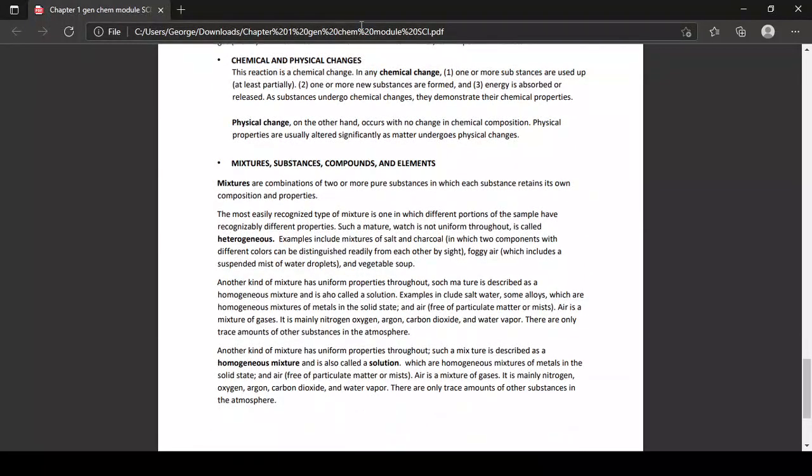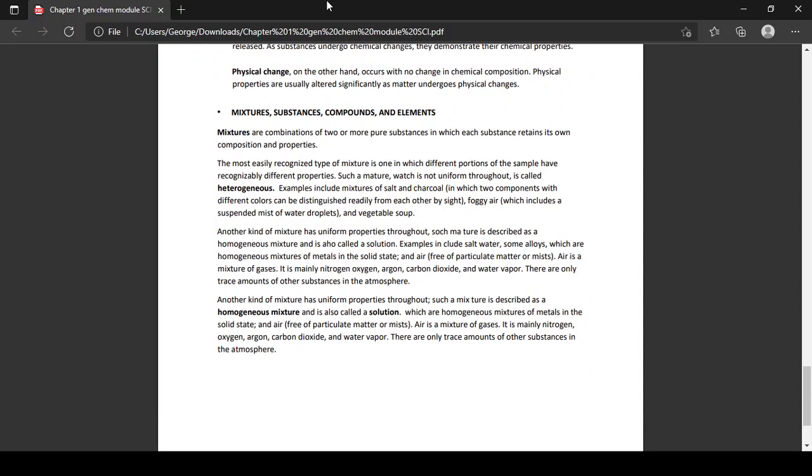Next, kids, we have mixtures. Mixtures are combinations of two or more pure substances in which each substance retains its own composition and properties. Kids, before we discuss mixtures, what are pure substances, as you remember from senior high school? Pure substance, sir. Kids, pure substances are elements that are found in the periodic table. Why are they called pure substances? Because, kids, they cannot be broken down into a simpler form.